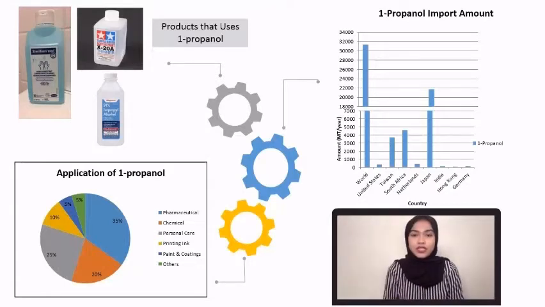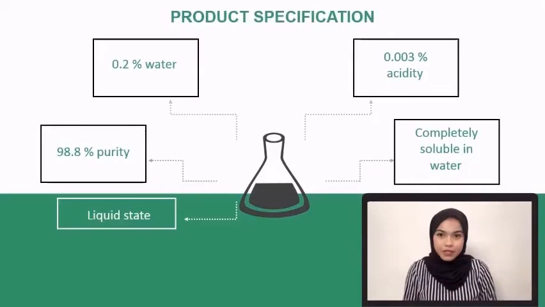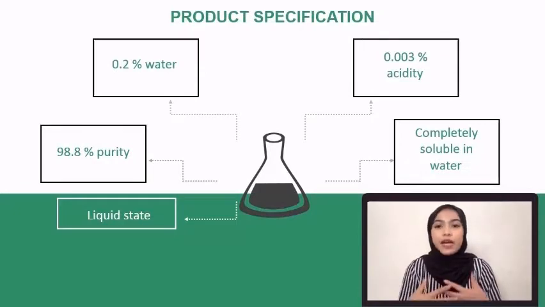Based on Malaysia's Department of Statistics, the import amount of 1-propanol in 2019 is 32,000 metric ton per year. However, during this pandemic of COVID-19, the demand for 1-propanol has increased drastically. This is because of the need for alcohol-based hand sanitizer. The product specification of 1-propanol produced by our company has 98.8% purity, 0.2% water, in a liquid state and completely soluble in water.